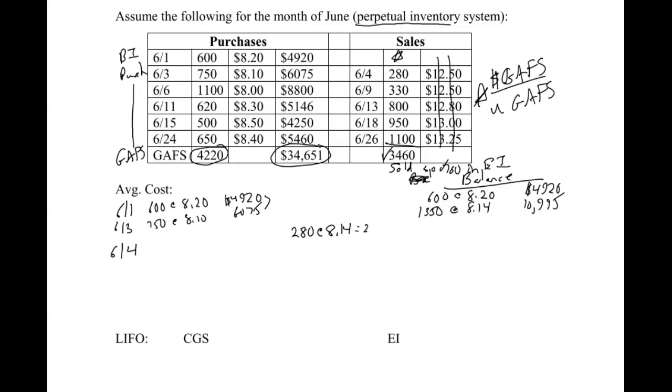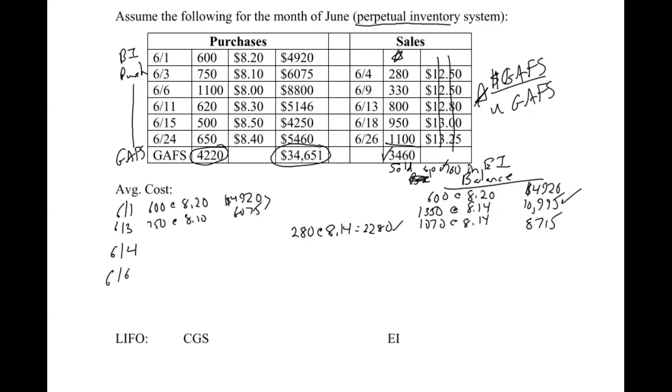That equals 2280. All right, so now we have 1,070 in our balance. They're still valued at $8.14. We only changed that when we purchased some more, and that works out to be 8,715. Okay, which you'll notice is this number less that number. So our next thing that happens is June 6th.